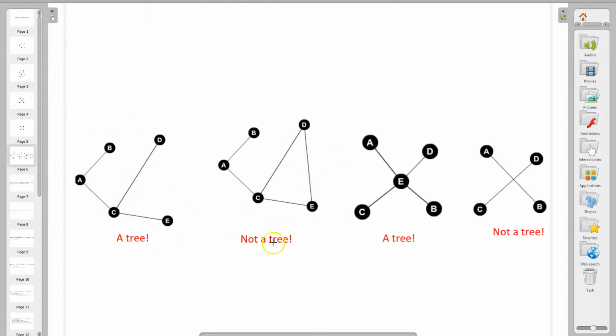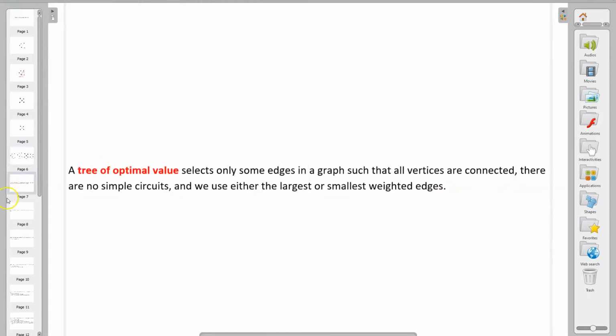In the first one, there was a tree. Second graph, it was not a tree because there was a simple circuit. Third one, also a tree. And fourth one, not a tree. A tree of optimal value selects only some edges in a graph such that all vertices are connected. There are no simple circuits, and we use either the largest or the smallest weighted edges, depending on whether we're trying to find an optimal value that maximizes or minimizes the weighted edges.